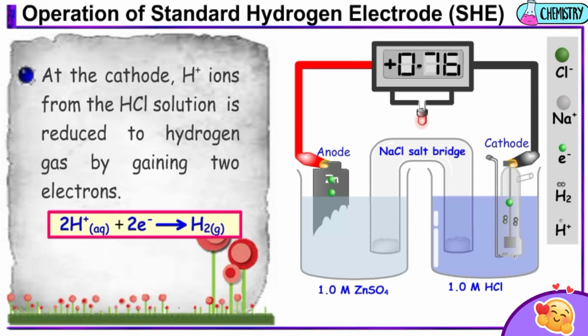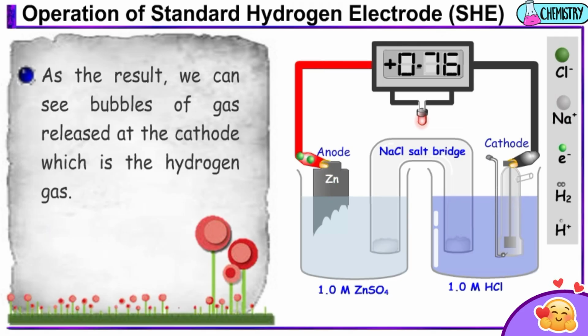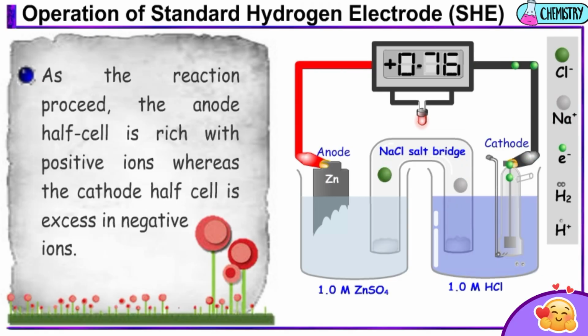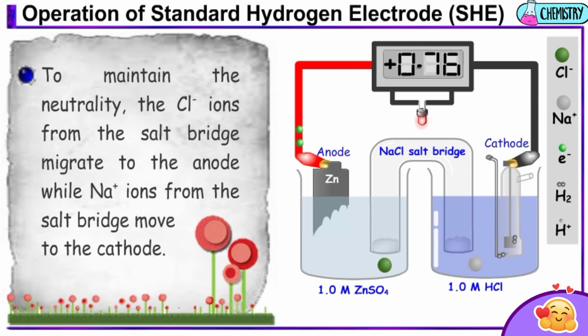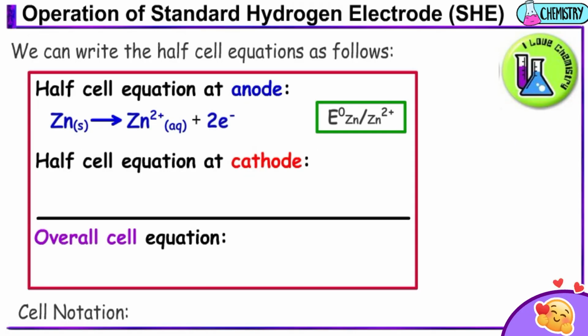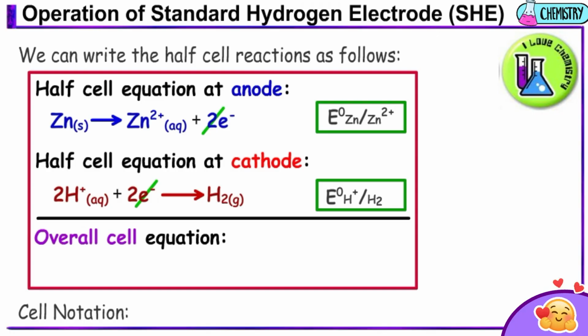At the cathode, H+ ions from the HCl solution are reduced to hydrogen gas by gaining 2 electrons. As a result, we can see bubbles of gas released at the cathode, which is the hydrogen gas. As the reaction proceeds, the anode half cell is rich with positive ions, whereas the cathode half cell is in excess of negative ions. To maintain neutrality, the chloride ions from the salt bridge migrate to the anode, while sodium ions from the salt bridge move to the cathode. We can write the half cell reactions as follows.